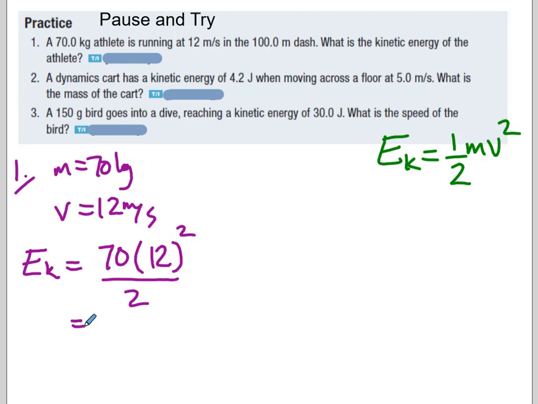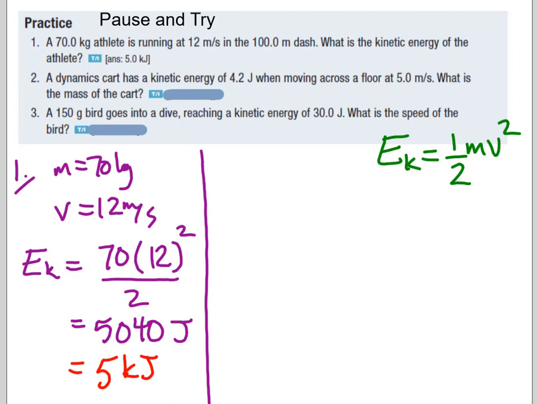And when we do that, we get 5,040 joules. So now if I erase their answer, they're going to round that off to 5 kilojoules. So remember the prefix kilo is 1,000. So they're rounding that off to 5 kilojoules. Cool. All right, number 2.